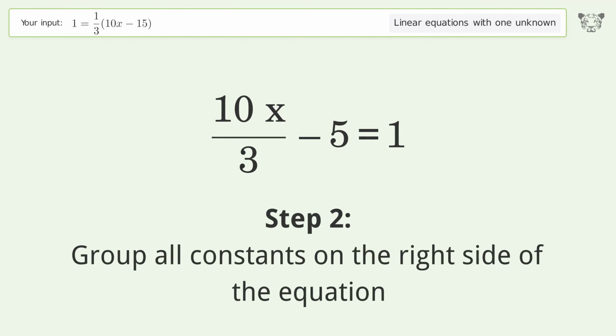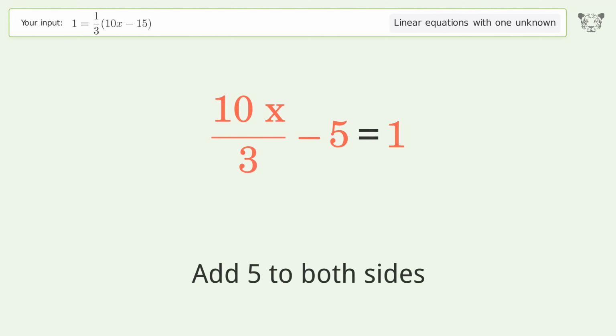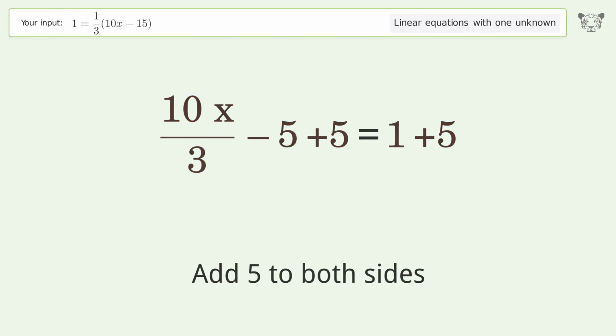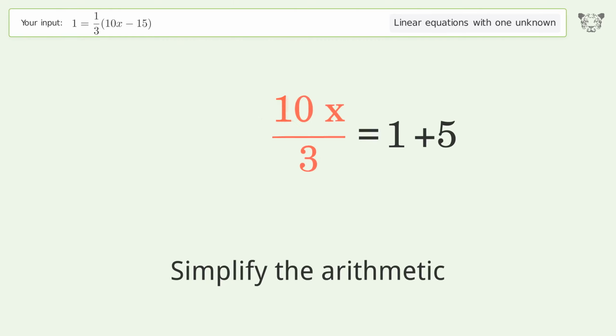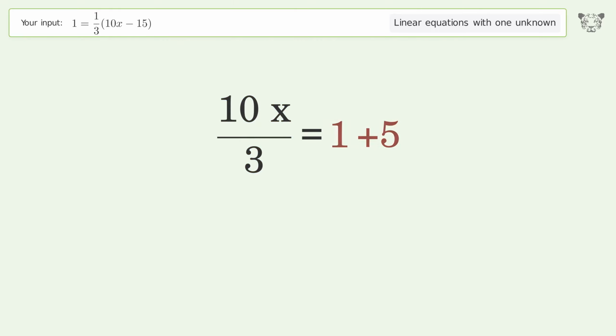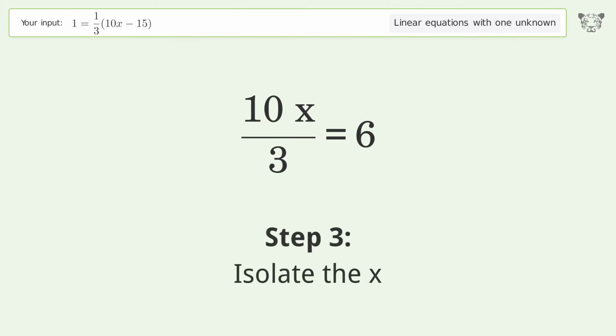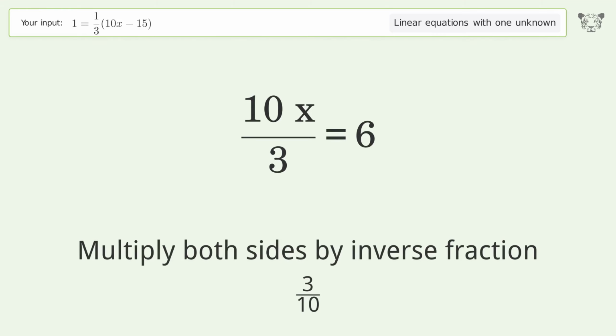Group all constants on the right side of the equation. Add 5 to both sides. Simplify the arithmetic. Isolate the x. Multiply both sides by inverse fraction 3/10.